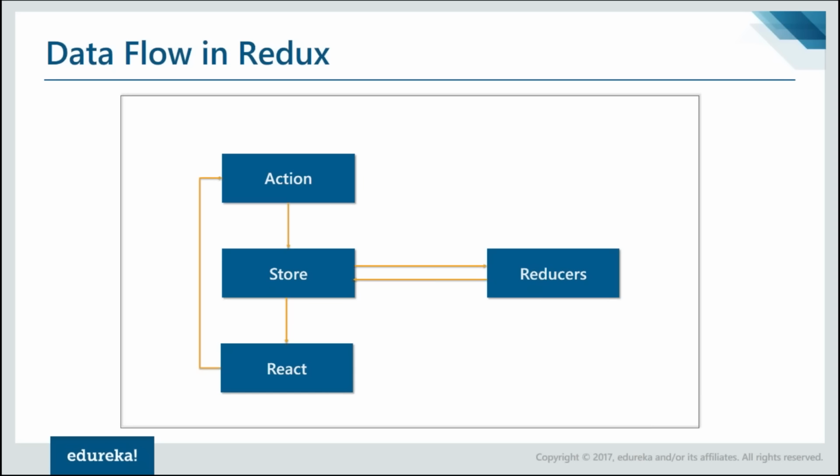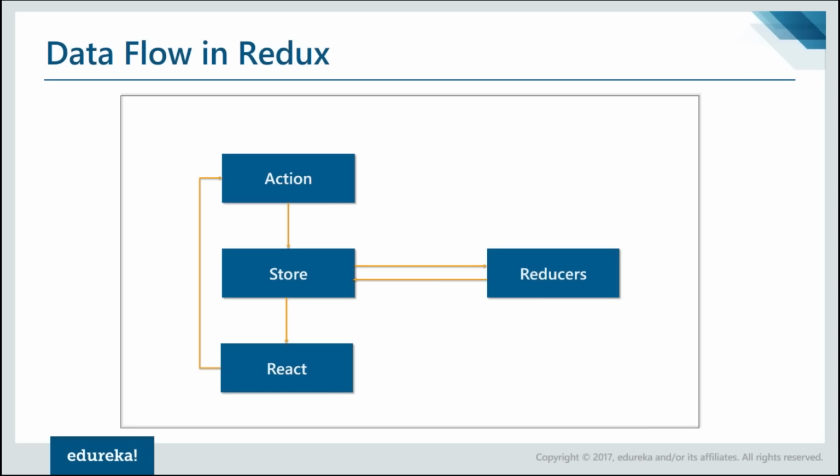So basically, Redux works on three core principles: the store, the action, and the reducers. First, all your application state is placed in a single immutable store. Second, the only way to mutate the state is to emit an action. Every time you want to change the state or update the data, you have to go via an action, because it describes a user intent, or I can say, a user input.